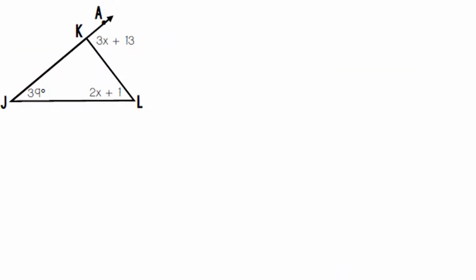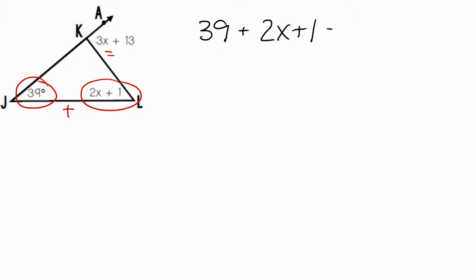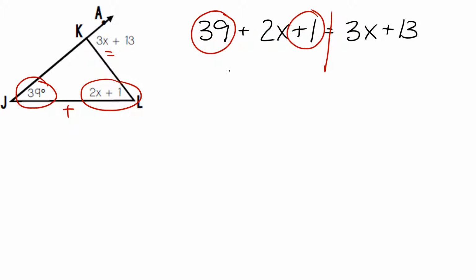Again, following our pattern for exterior triangles, we have to add the two inside angles, and it equals the outside angle. So we have 39, and we're going to add it to 2x plus 1, and it's going to equal the outside angle, 3x plus 13. When we are combining like terms, I can combine the 39 plus 1, which is going to give us 40. Bring down everything else in the problem.